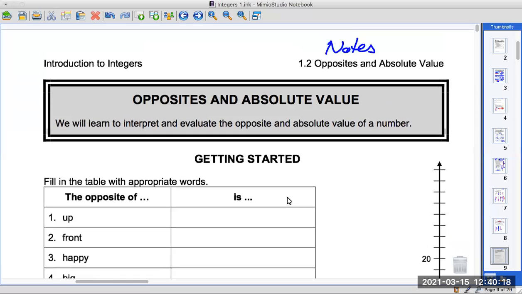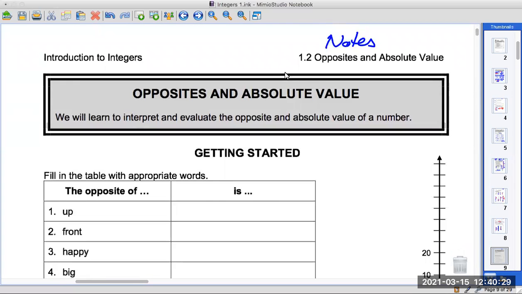Hello, everybody, and welcome to our second lesson in our Green Book, Integers 1, and we're on page 6. So this page is notes, and we're talking about opposites and absolute value.